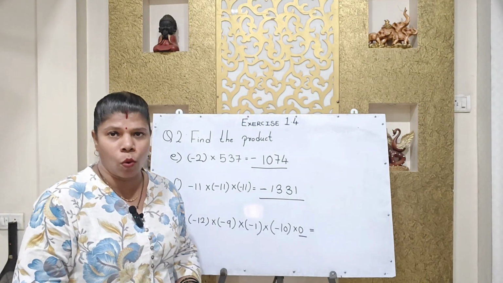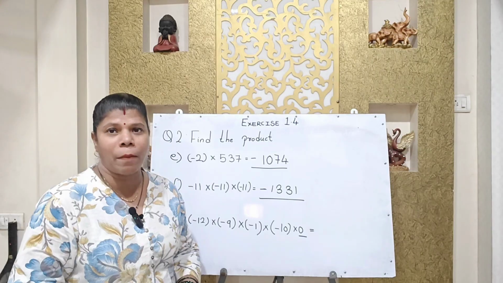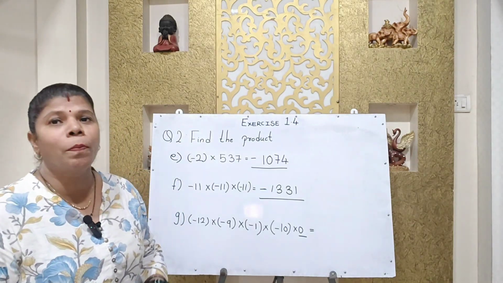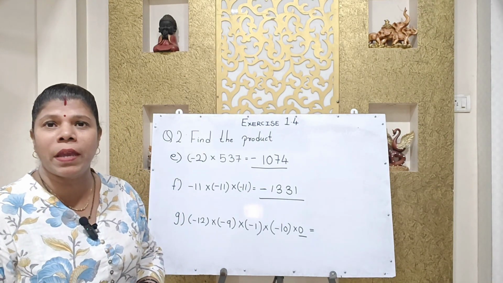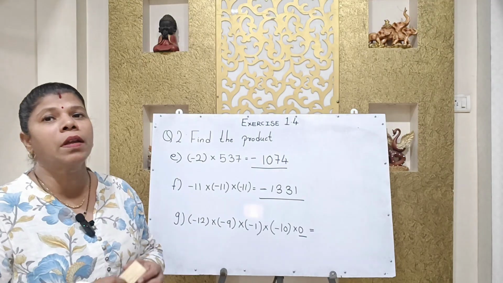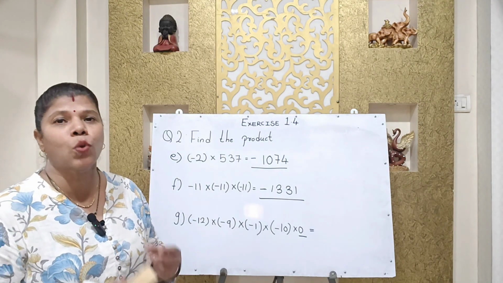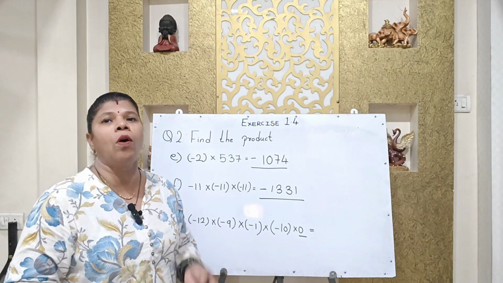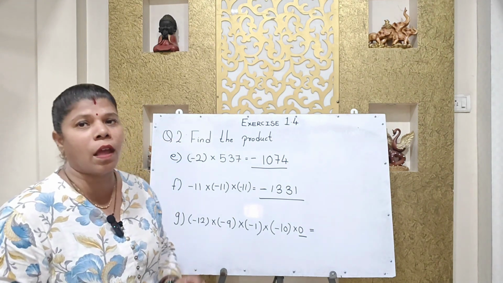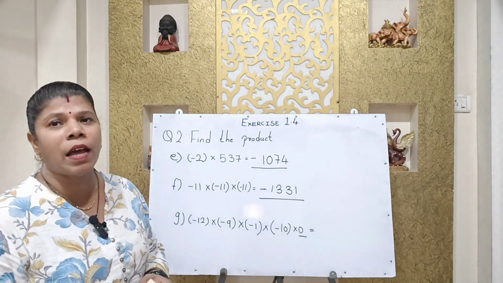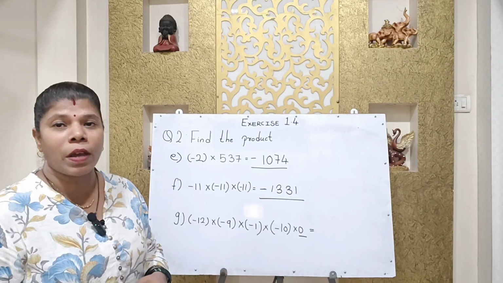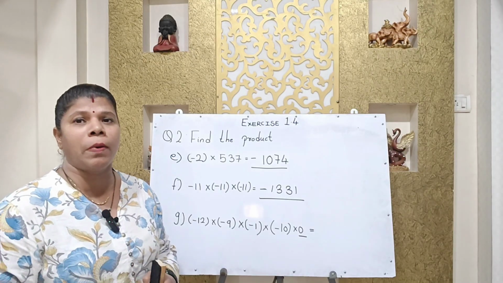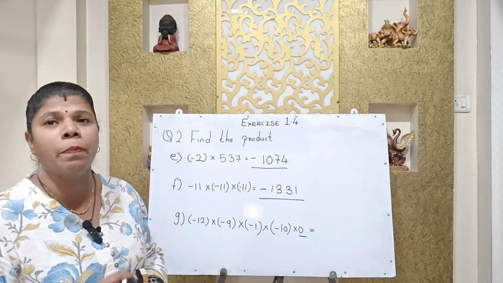And one thing we know is that if we multiply by 0 any number, the answer will be 0. If we multiply any number, small, 1 digit, 2 digit, or even a 100-digit number, by 0, what will our answer be? It will be 0. So when we are multiplying any number with 0, the answer will be 0.